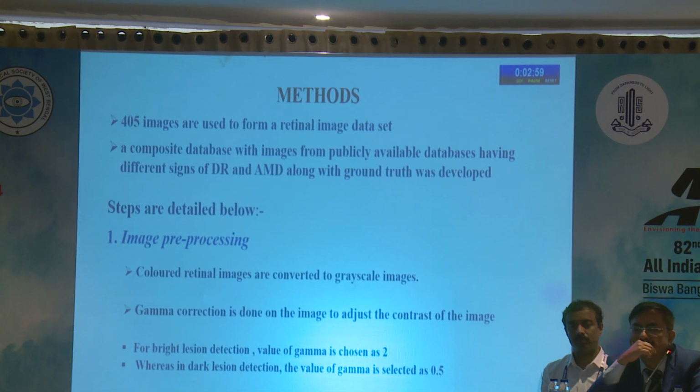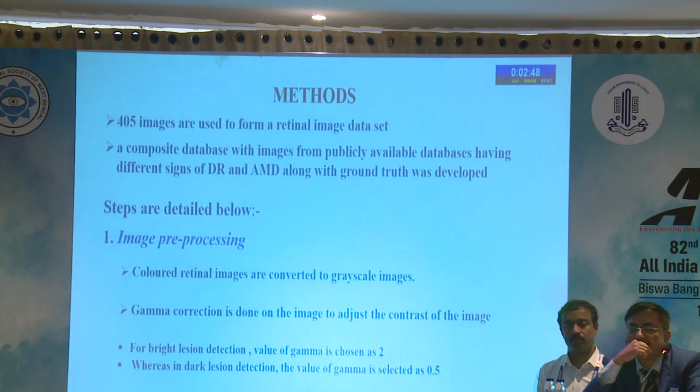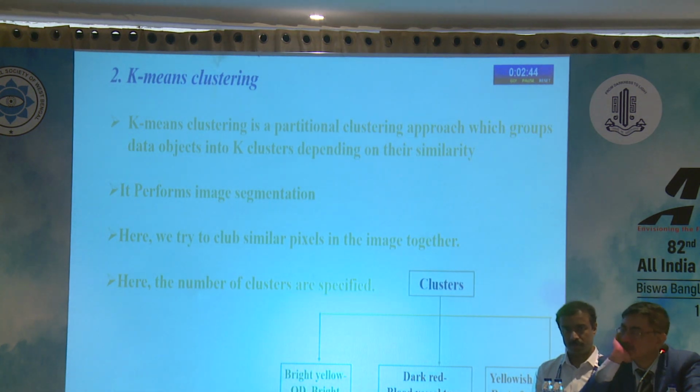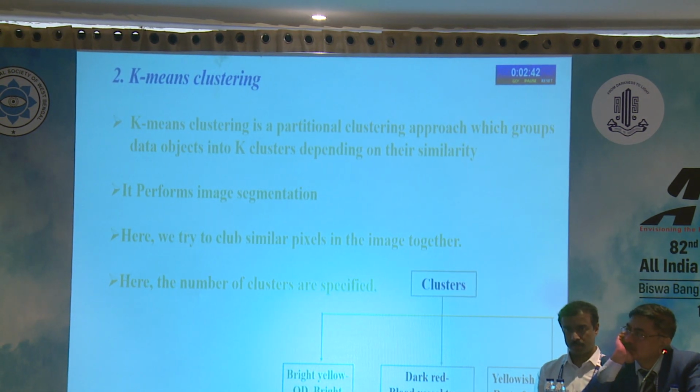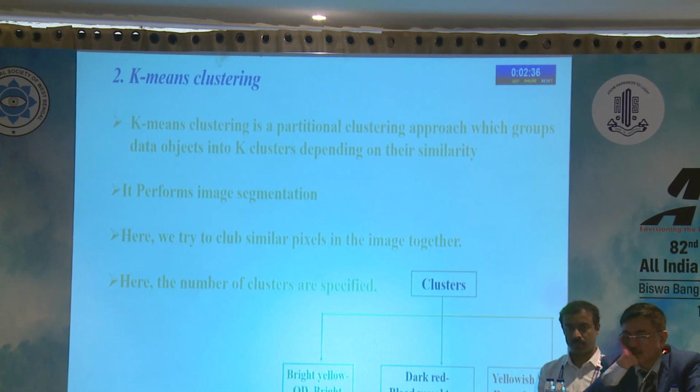Gamma correction is done on the image to adjust the contrast of the image. Value of gamma is chosen for bright lesion detection, and for dark lesion detection, value of gamma is selected as 0.5. K-means clustering is a partitional clustering approach which groups data objects depending on their similarity. It performs image segmentation. Here we try to club similar pixels in the image together.